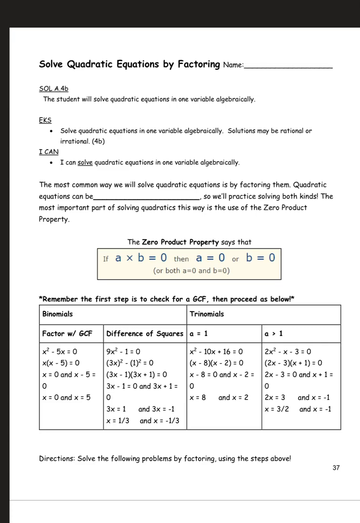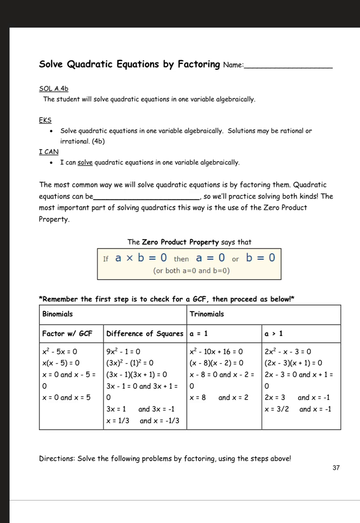For today's lesson, we're going to look at solving quadratic equations by factoring. So solving quadratics is, again, just taking factoring a step further. We're actually looking at the quadratic equation a little further, like we did with linear equations. When we solved them, we graphed them. Now we're going to use factoring to help us solve quadratics.